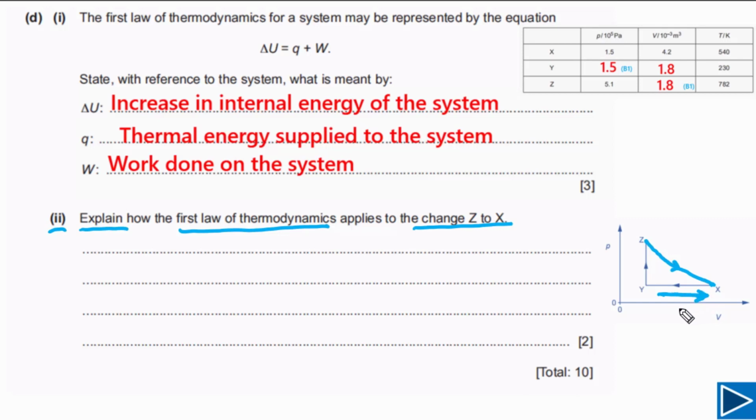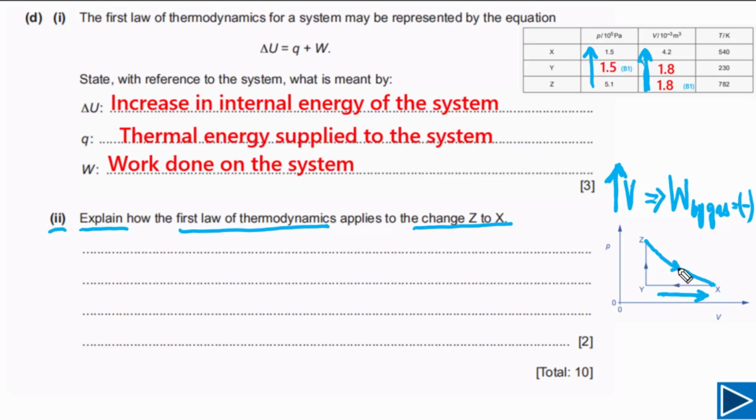So this is expansion. We can also find out from this table, if we go from Z to X, this is the value of P actually, but if you look at the value of V, you can see from Z to X, V is increasing. So we can write down V is increasing. So this is an expansion process. If it is expansion, it means work is done by the system, or we can say work is done by gas, and work done by gas is taken as negative. So this is one thing we can get from this PV diagram.